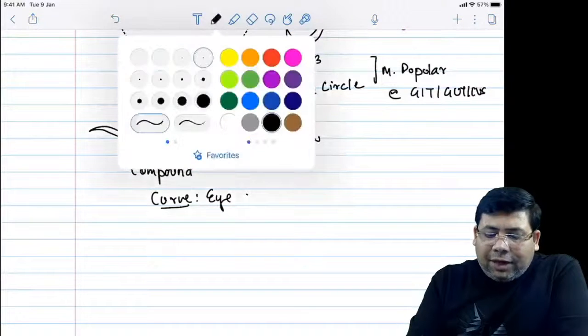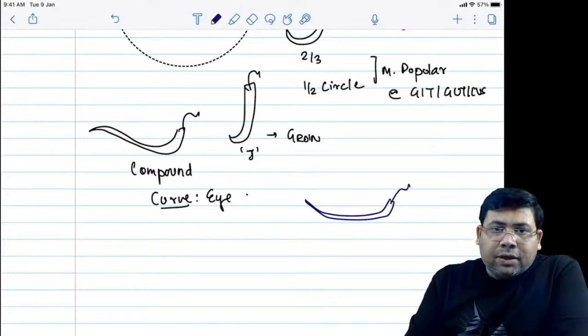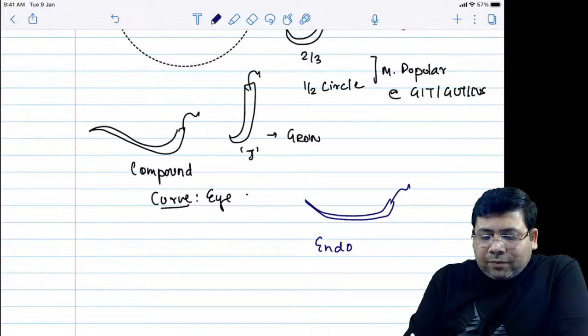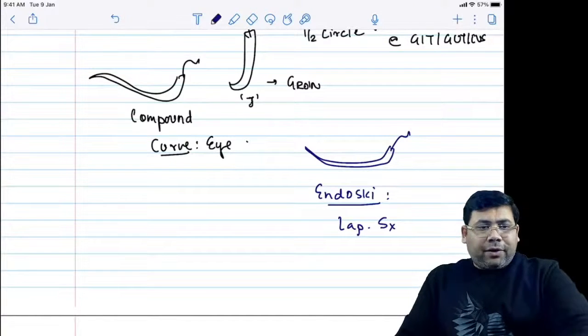Then we have an endoski. What is an endoski? This is an endoski. Can you tell me where we use this endoski? Endoski is ideal for laparoscopic surgeries. Let me tell you the purpose why. If you see this needle, let me take a needle in front of you. If this is the needle, you cannot take it inside. This is very easy to use while doing open suturing, but in laparoscopic suturing we cannot do that.